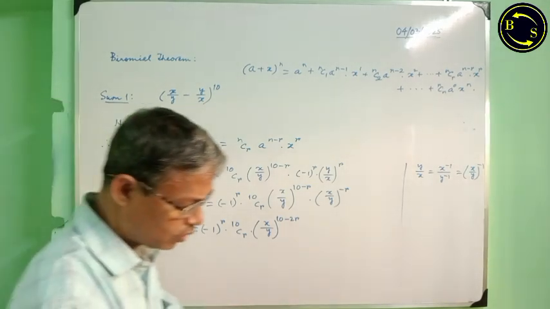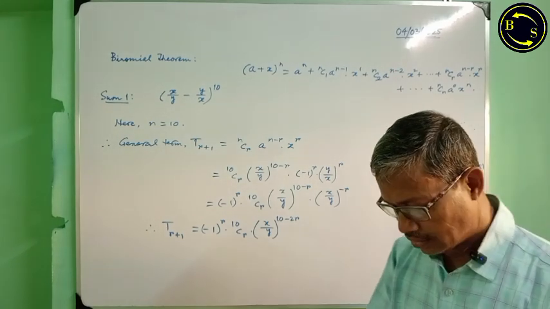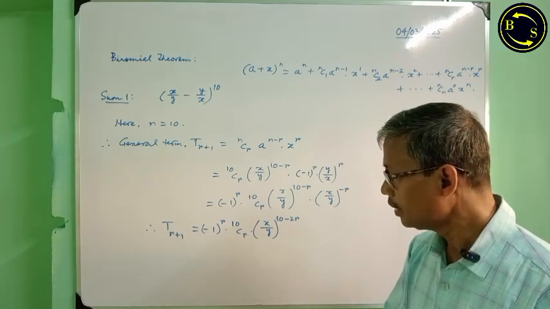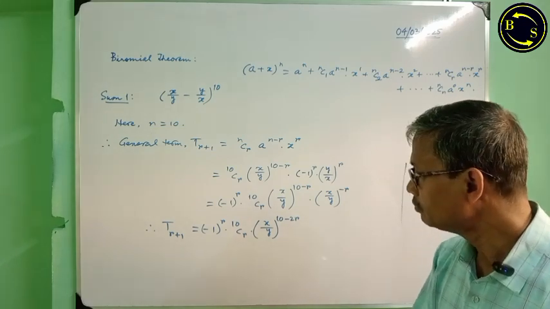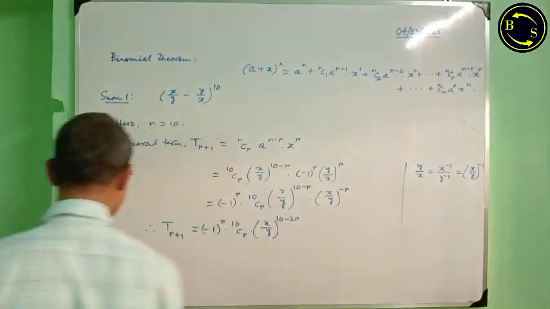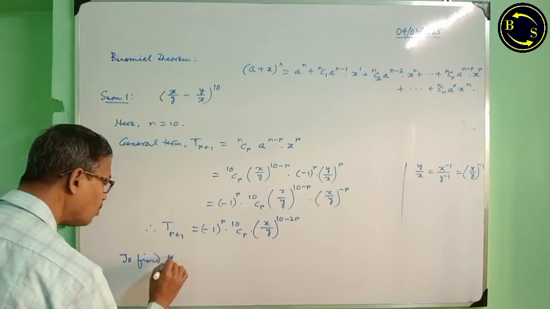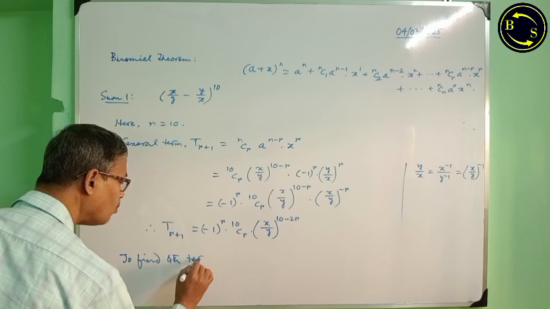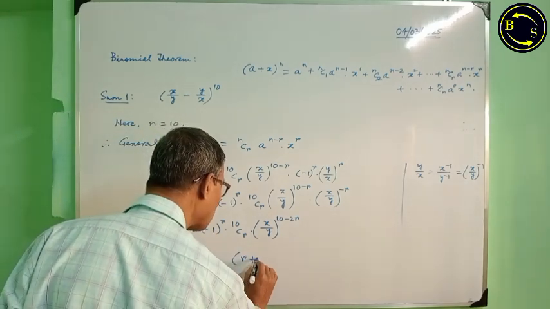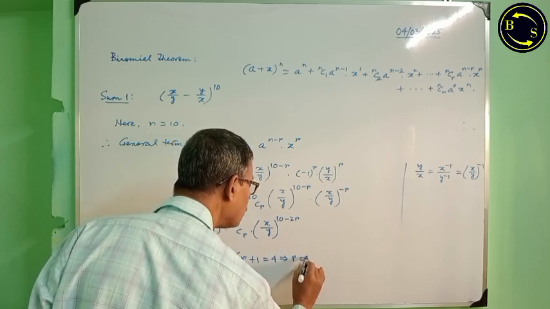Now, we have to find the fourth term. That means putting r equal to 3, we shall get the fourth term. R plus 1 is 4. To find the fourth term, note this one, r plus 1 equal to 4, that is r equal to 3.